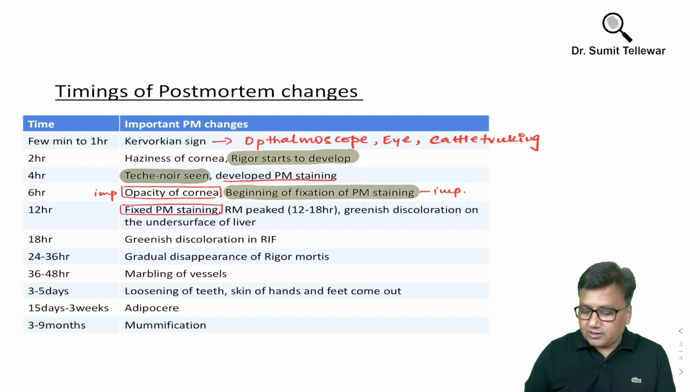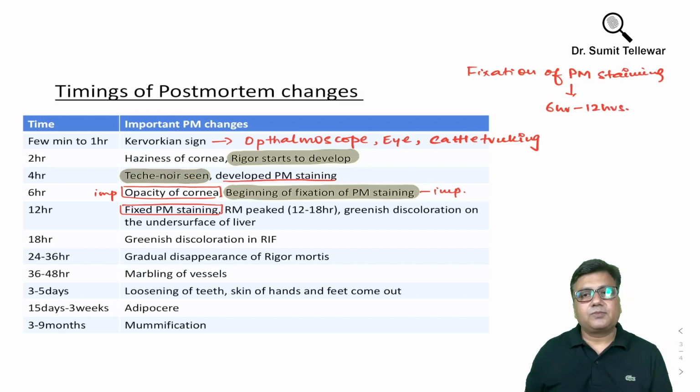So if we are asked what is the time period of fixation of PM staining, the time period will be 6 hours to 12 hours after death.